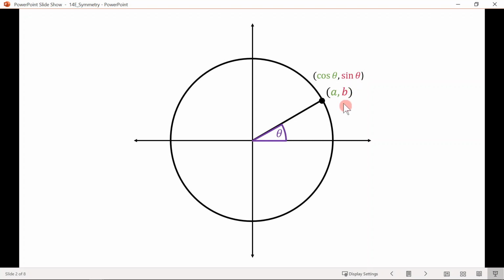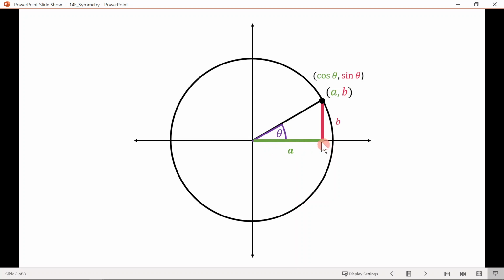Let's also visualize what A and B are going to be. Well, this B here would just be this, right? Remember, B is my Y value, so it corresponds to this point right here. And we could represent it by the length B right there. And then A is going to be this right here. Remember that it is your X value.